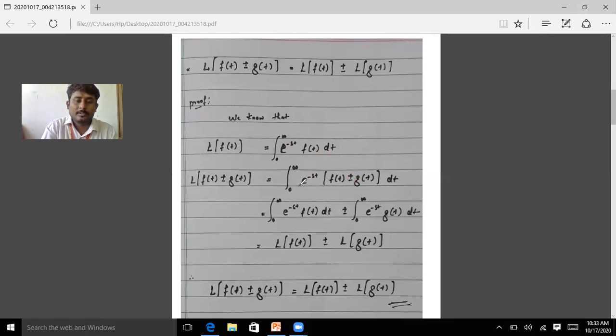Now we solve this one step by step. The integral over 0 to infinity, e to the power minus st as it is, and this function we will separate into the integral of f of t dt, then addition or subtraction, the integral over 0 to infinity of e to the power minus st g of t dt. Okay, this is a basic property, you already know this.